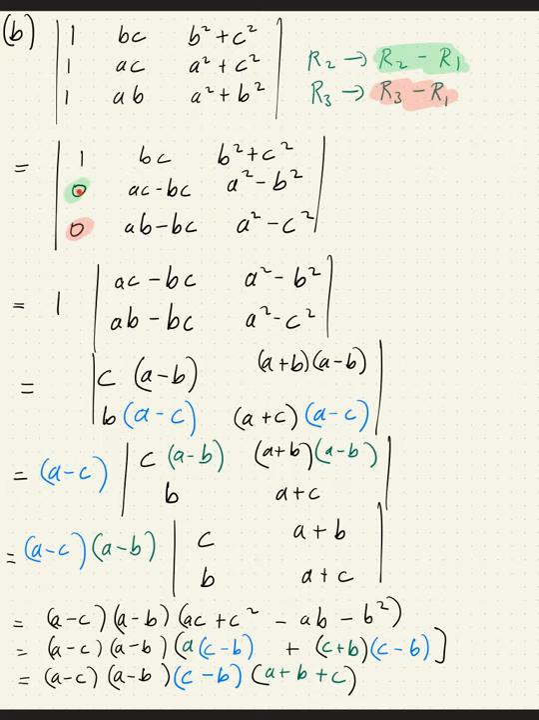So this is 1 minus 1 is 0. Here I have AC minus BC here. Then I have a squared plus c squared minus b squared plus c squared. So those c squareds cancel, and I end up with a squared minus b squared. For the third row, 1 here minus this 1 is equal to 0. AB minus BC is equal to AB minus BC, and a squared plus b squared minus b squared plus c squared ends up with a squared minus c squared.